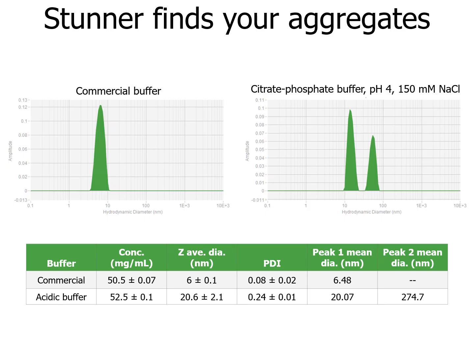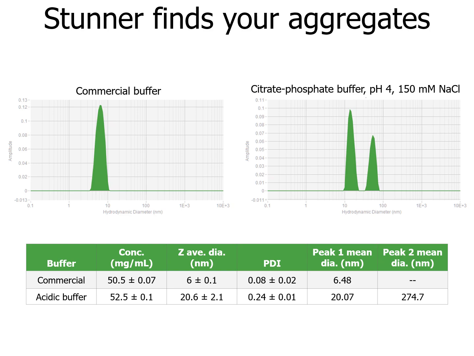PDI, or polydispersity index, is also reported. In the commercial formulation buffer, the sample has a PDI less than 0.1, which is desirable and indicates a monodispersed protein. In the acidic buffer, the PDI is above 0.2, which indicates a highly polydispersed sample.